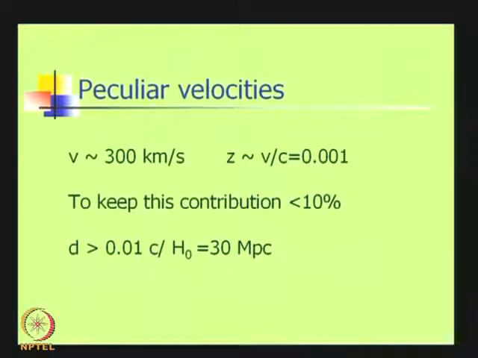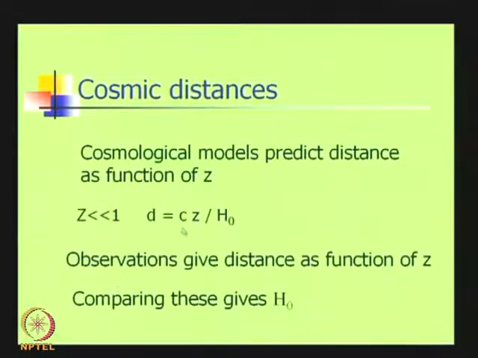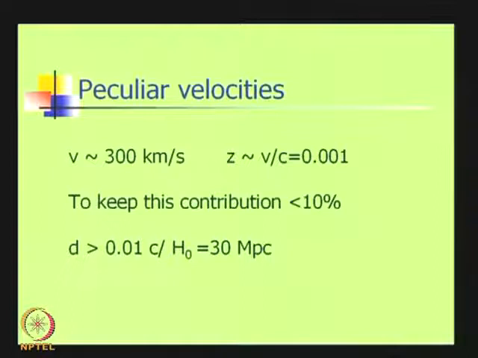Okay, and a redshift of 0.01 corresponds, so you have to look at galaxies at a distance which is more than 0.01 into c by H naught, which comes out to be around 30 megaparsec. So for a reliable determination of the Hubble parameter, you have to look at this relation at distances beyond 30 megaparsec. Only then will the contribution of the uncertainty due to the peculiar velocity be less than 10%. Okay. So you have to look pretty far away, you cannot look at just the nearby galaxies to determine the Hubble parameter. That is the first thing that we have to realize.